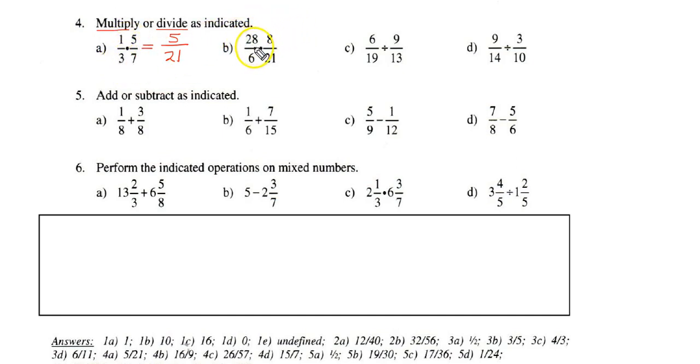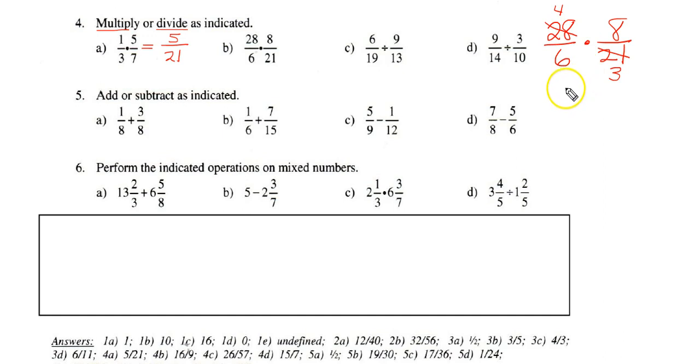Now, for this one, and I'll write it over here. So this is 28 over 6 times 8 over 21. Now I could do some cross-canceling here. For instance, I can take a 7 out of 21. That would give me a 3. 7 out of 28 gives me a 4.